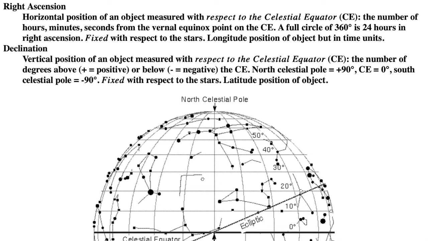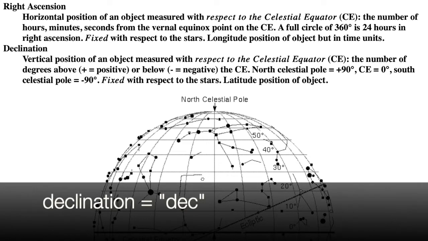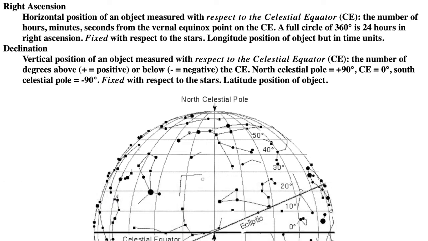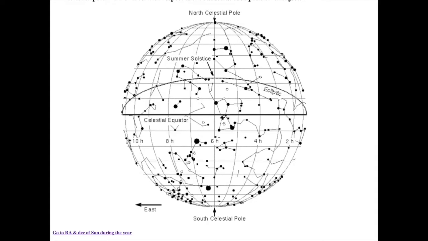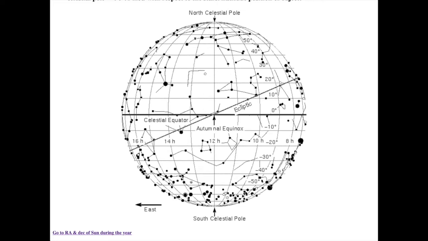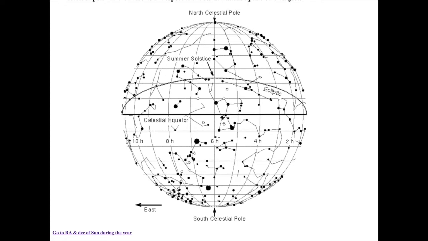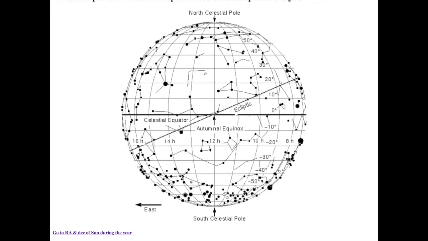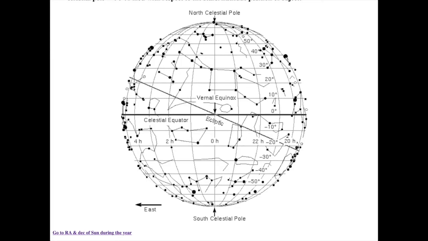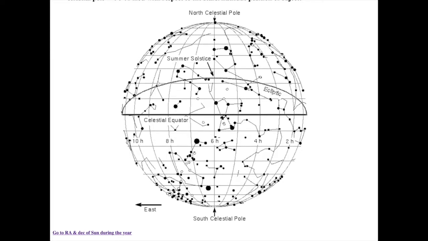The lines on a map of the Earth that run east-west, parallel to the equator, are lines of latitude, and when projected onto the sky, they become lines of declination. Like the latitude lines on Earth, declination, or dec for short, is measured in degrees away from the celestial equator. Positive degrees for objects north of the celestial equator and negative degrees for objects south of the celestial equator. Objects on the celestial equator are at 0 degrees declination. Objects halfway to the north celestial pole are plus 45 degrees dec. Objects at the north celestial pole are plus 90 degrees dec, and objects at the south celestial pole are minus 90 degrees dec.